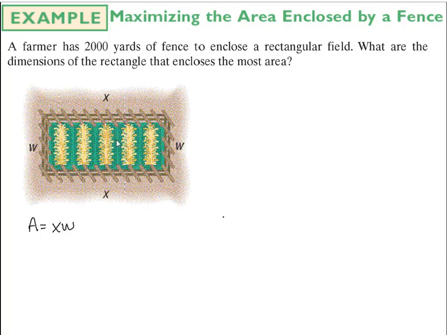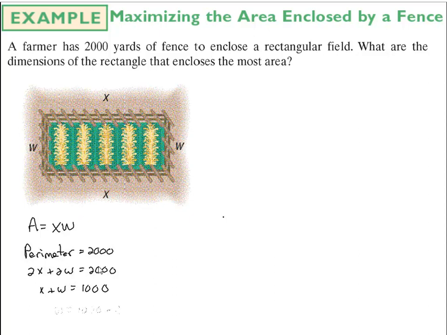So I know perimeter is x plus x, right? Two x's plus two w's. That's my perimeter, and that's going to be all 2,000 yards of fencing. If I use that idea of perimeter being 2,000 yards, and the two x's plus the two w's is 2,000, now I have an option. I could solve for w and substitute into my area equation, or I could solve for x and substitute into my area equation.